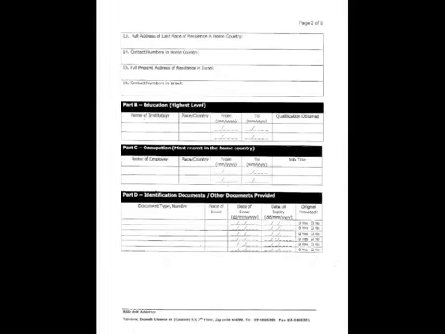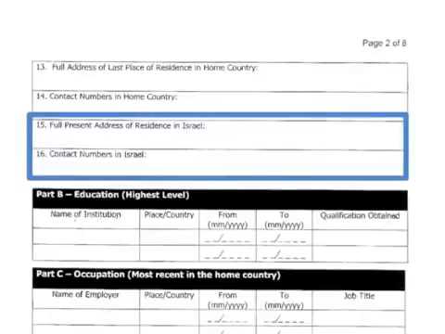Switching to page 2 of the application. Make sure you write your phone number and your full address, including the street number. This should be the address of the place where you currently live. It is important that the Ministry of Interior will be able to contact you.